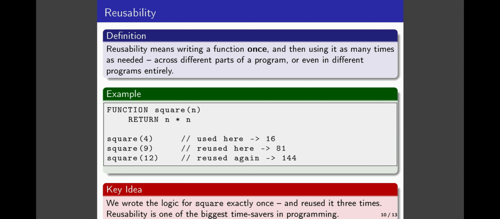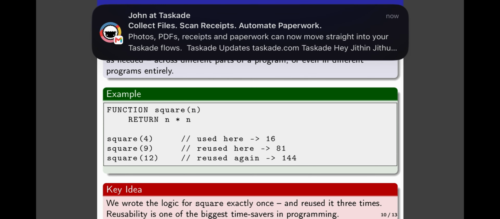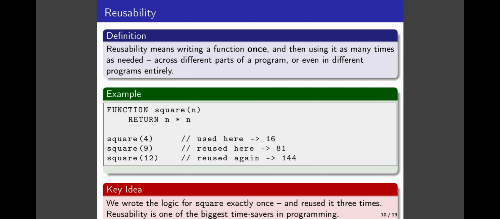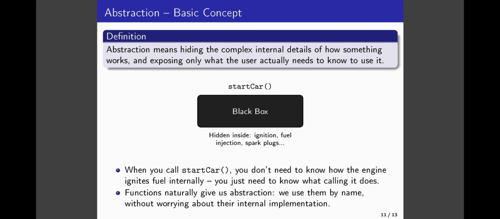And one of the biggest practical benefits functions give us is reusability. Reusability means writing a function once and then using it as many times as needed across different parts of the program or even in different programs entirely. We define our square function just once. Then we call it 3 separate times. Square of 4 gives us 16. Square of 9 gives us 81. And square of 12 gives us 144. We wrote the logic for square exactly once and reused it 3 times. Reusability is genuinely one of the biggest time savers in all of programming.